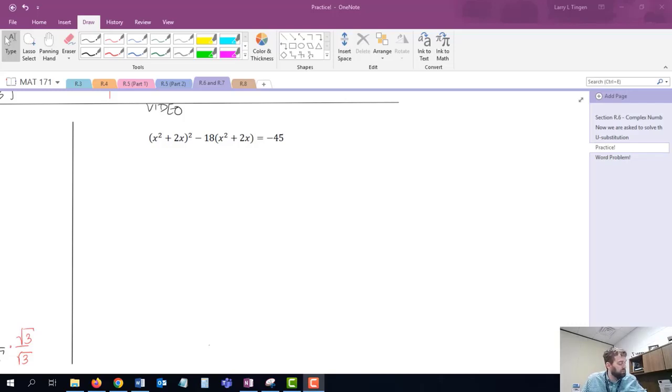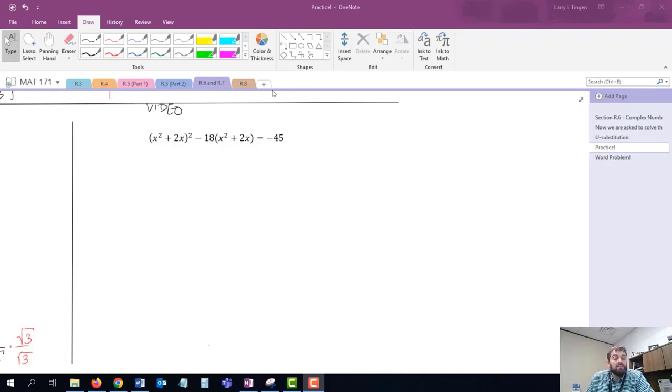Last question in the R6, R7 notes under the practice page, we have quantity x squared plus 2x closed quantity all squared minus 18 quantity x squared plus 2x closed quantity equals negative 45. If you notice, there is no square on this middle term. So if your notes have it different here, there's not supposed to be a square here.